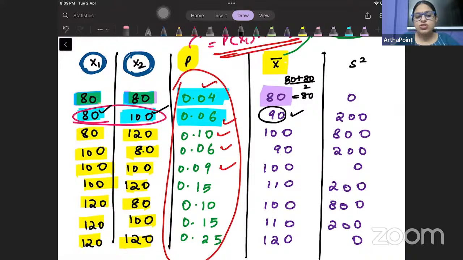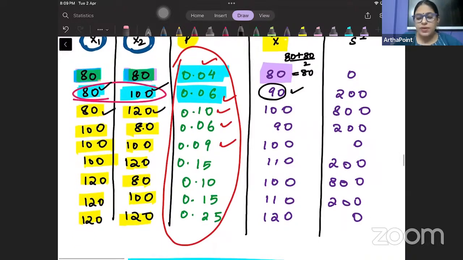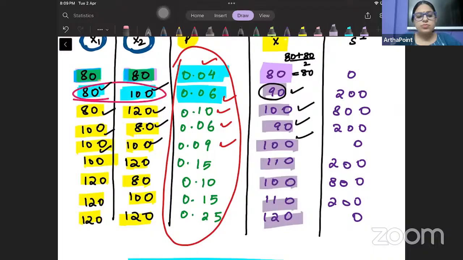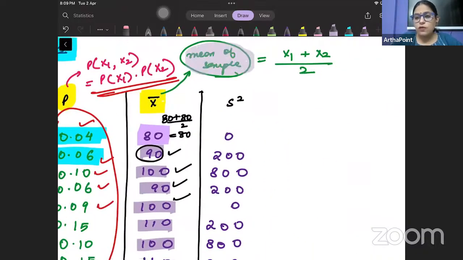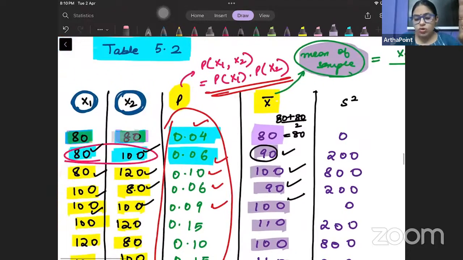And in similar fashion, I have filled this entire column. So देखो 80 plus 120 is 200 divided by 2 is 100. 100 plus 80 is 180 divided by 2 is 90. 100 plus 100 is 200 divided by 2 is 100. So in that way, I have been able to find these mean values. So this column basically represents the mean of the sample. Sample only had 2 data points और उनका मैंने mean निकाल के यहाँ पे लिख दिया है.